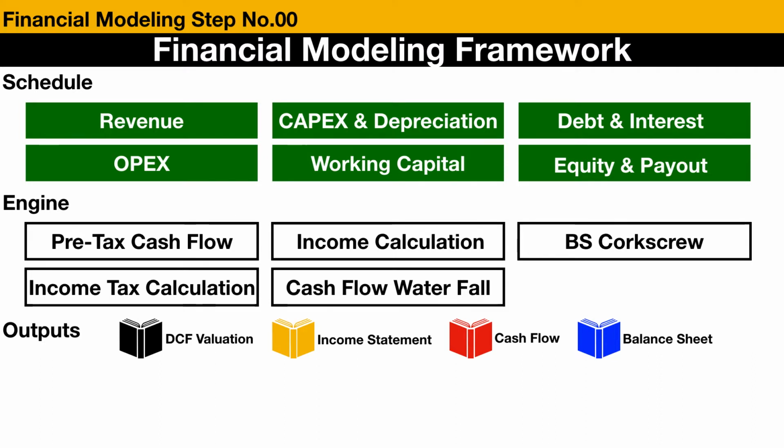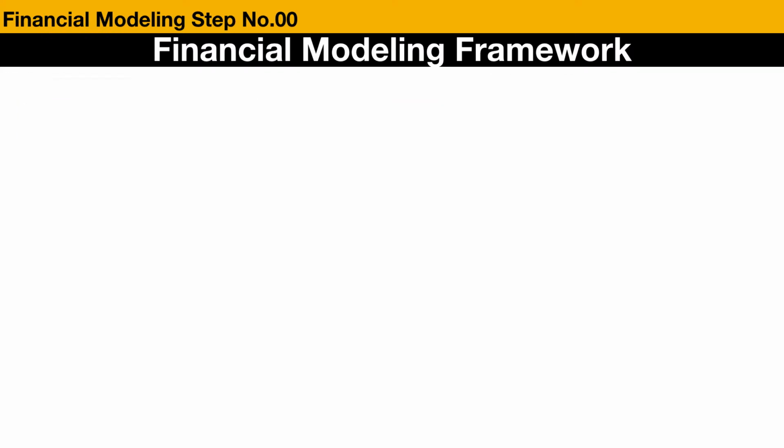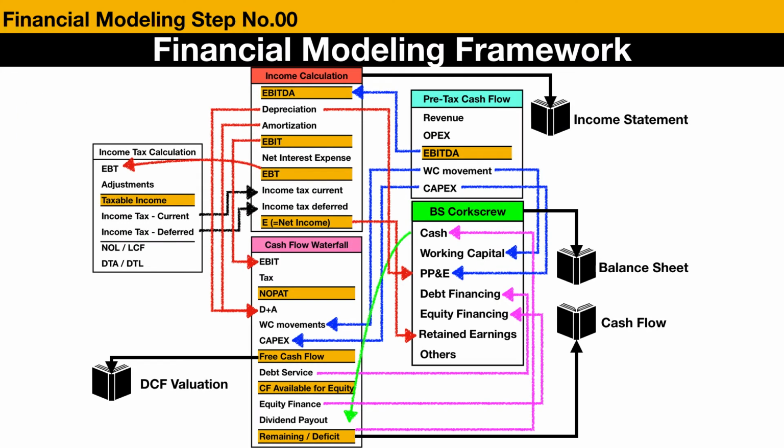On the other hand, schedules depend heavily on the characteristics of individual companies. For example, an airline company and a mining company should have completely different structures of revenue calculation schedule. So it is a good idea to start learning engines first. Once we cover the engines, we can start building company-specific schedules one by one. Without further ado, let's see how each of the engines is built in the spreadsheet.